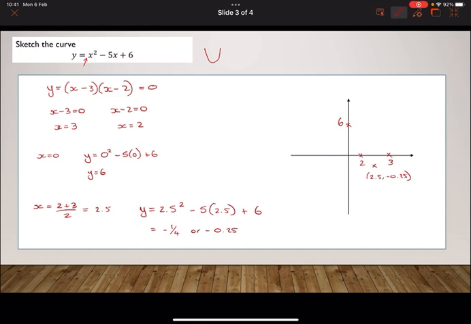And then once again, I'm going to draw a nice smooth curve through these points using that U shape. And then I can label my equation so we know what the graph is. So remember, when we're sketching curves, we need to find our x and our y intercepts and any key values such as a minimum point. And then we use the general shape to sketch the curve.